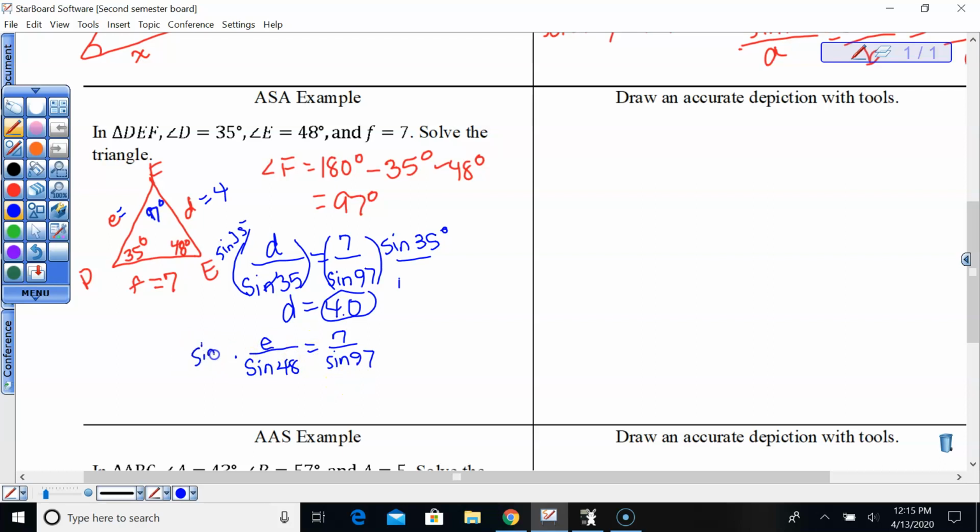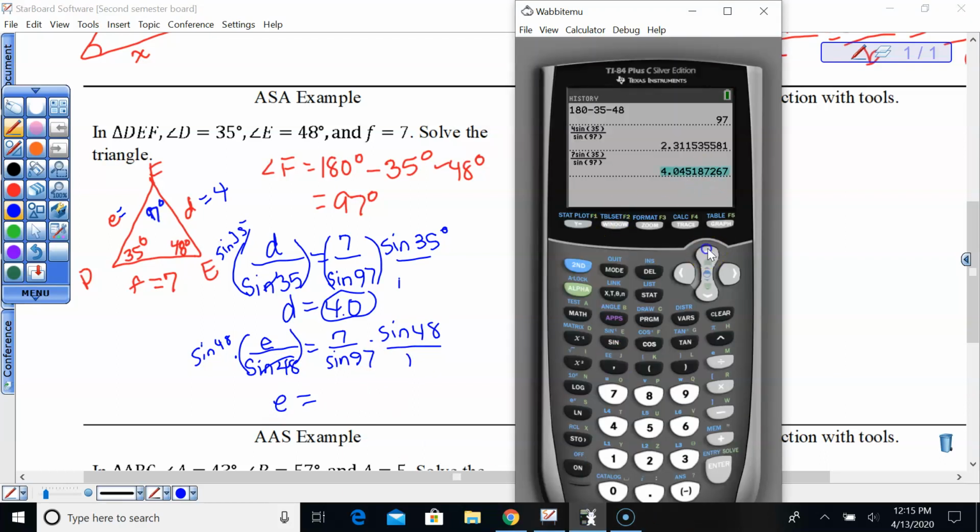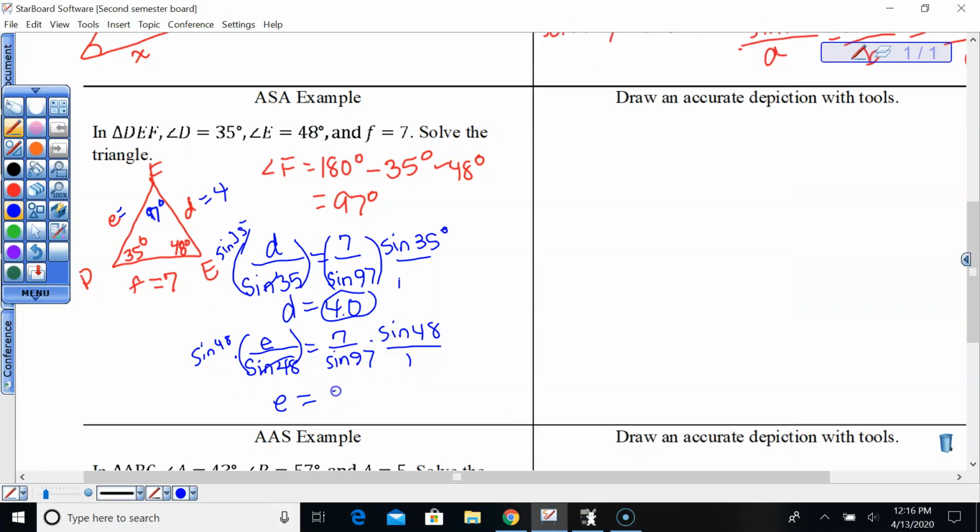Okay, so we're going to multiply both sides times sine 48 and cancel, and plug that in. So E equals, so I'm just going to come up here, and instead of retyping that, I'm just going to arrow up to my last problem and paste it. And I'm going to go up to the numerator because I want to do 7 times the sine of 48. So I'm just going to type over the top of that 48. Everything else is the same there. And that equals 5.24. So we're going to say approximately 5.2. So that would be that value there.